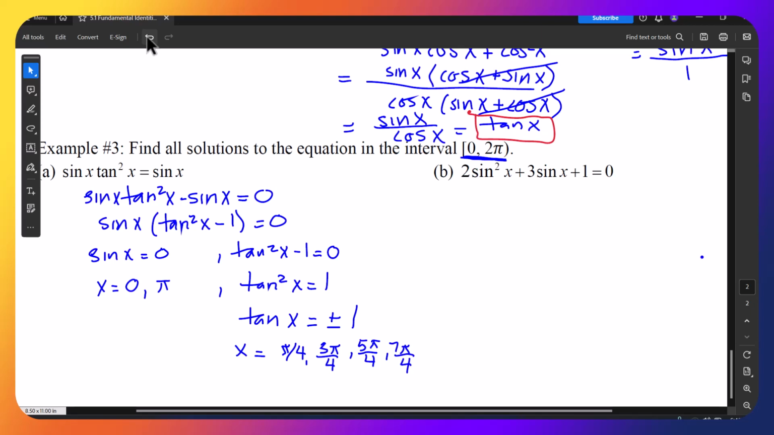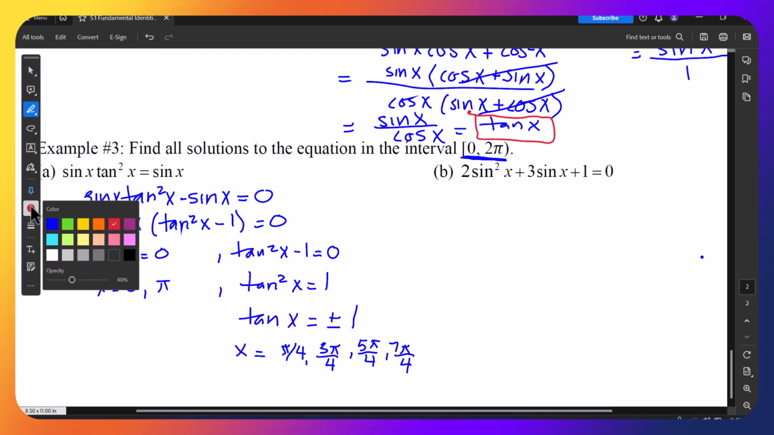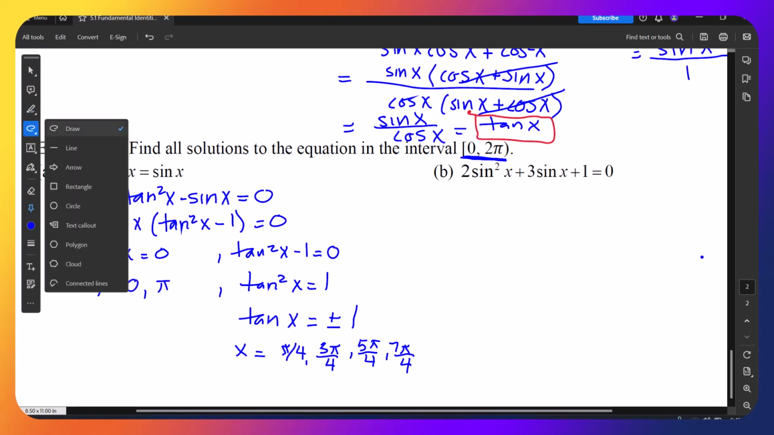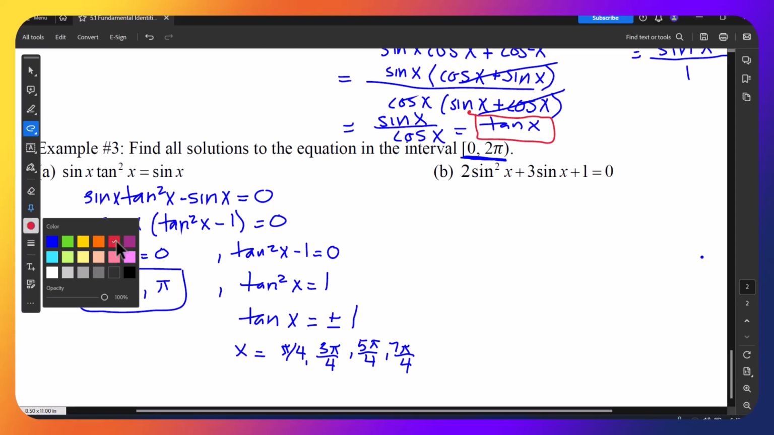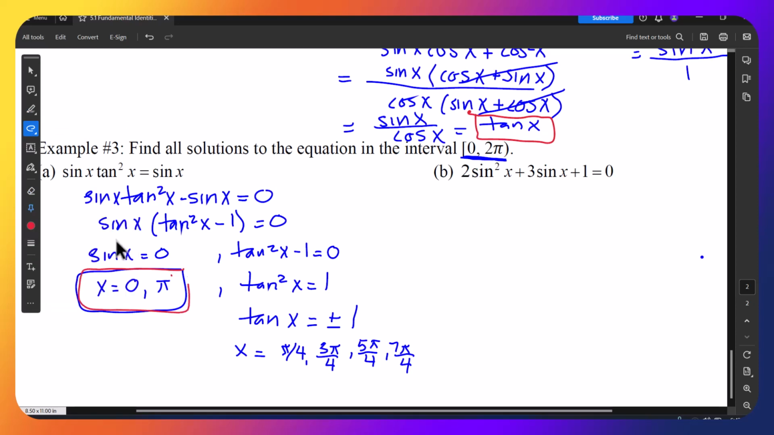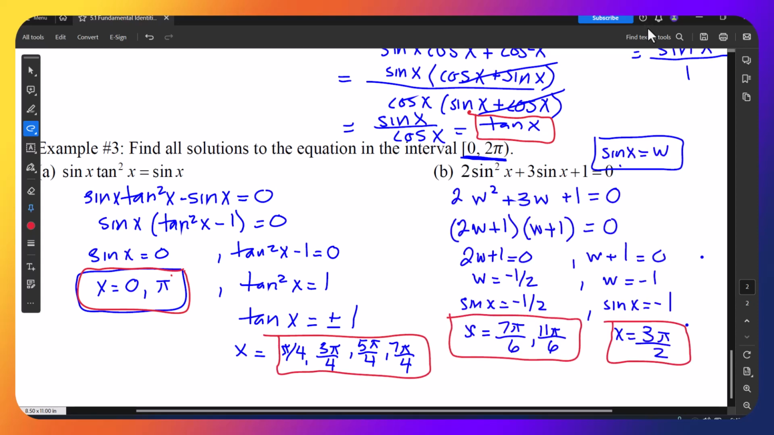So our solutions are actually a set of 6 solutions. We've got 0 and pi. And then we've got pi over 4, 3 pi over 4, 5 pi over 4, and 7 pi over 4.